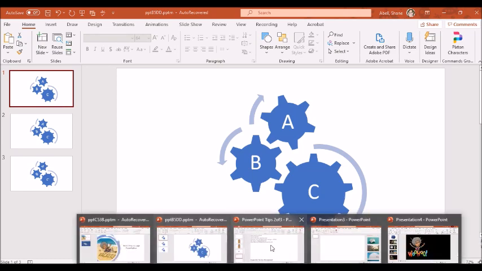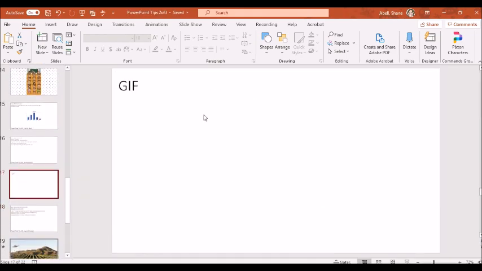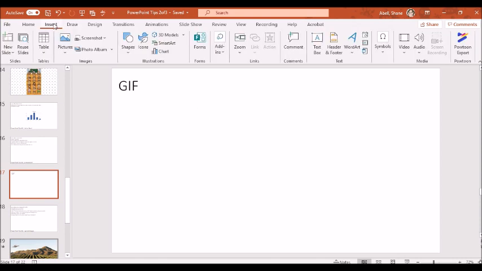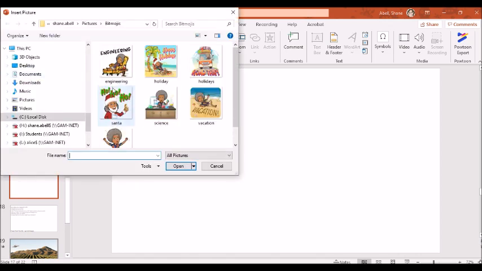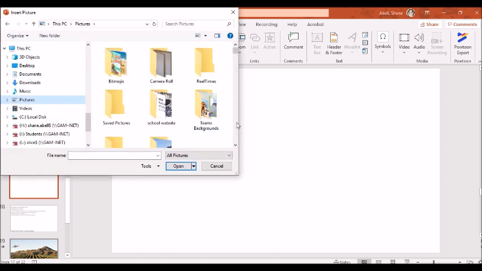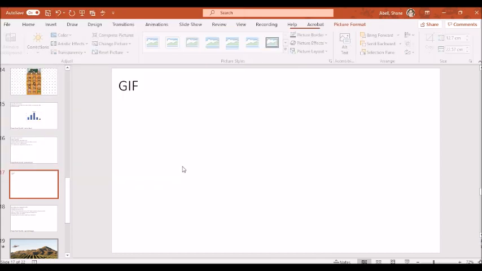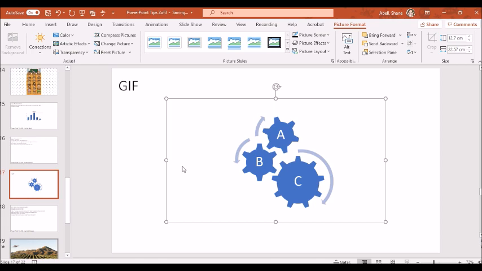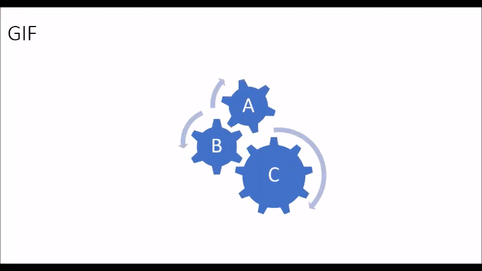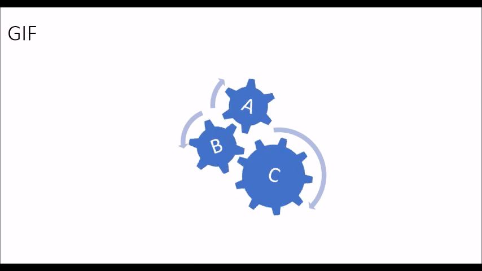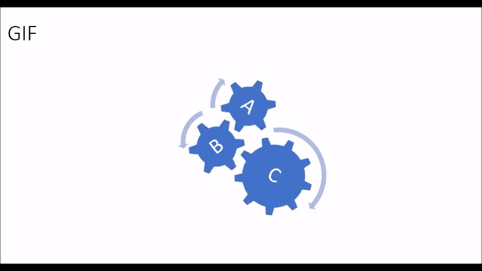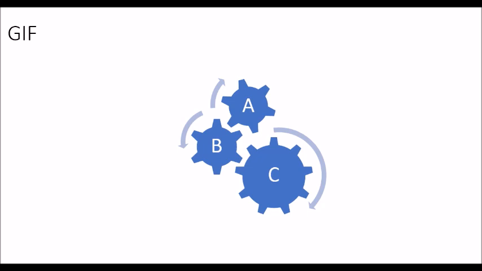Back into our PowerPoint. Here we've got our page ready to put that GIF in. So we're going to go Insert, Pictures, from this device, into our Pictures folder, find the gears, and there we are. If I go into slideshow mode now, we can see that rotation of the gears.